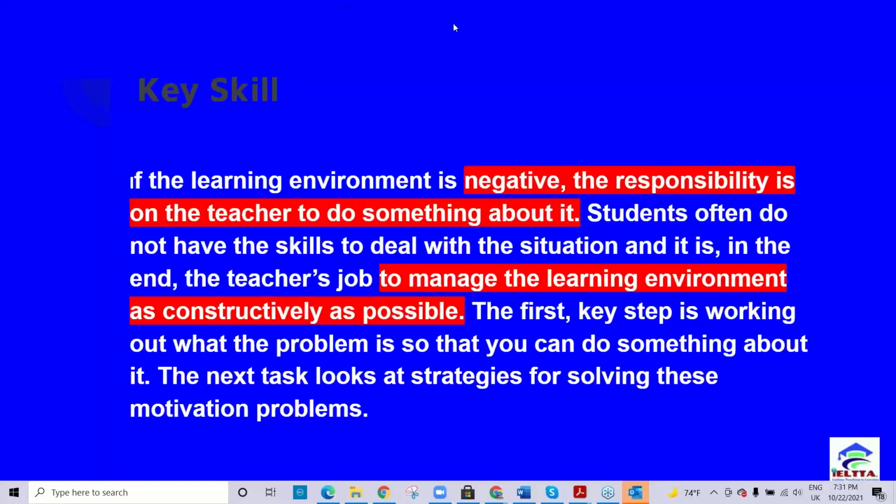Well, so what we deduce from the situation, the key skill is that if the learning environment is negative, the responsibility is on the teacher to do something about it. Students often don't have the skills to deal with the situation, and in the end, it is the teacher's job to manage the learning environment as constructively as possible. The first and the key step is working out what the problem is so that you can do something about it. And the next task looks at some strategies for solving these motivation problems.